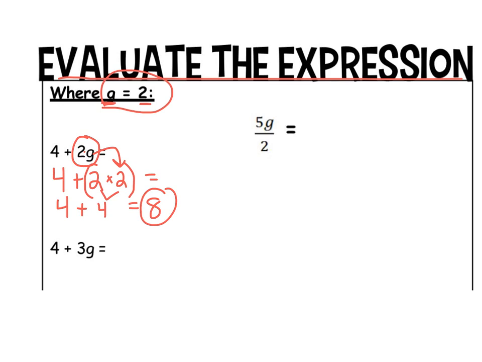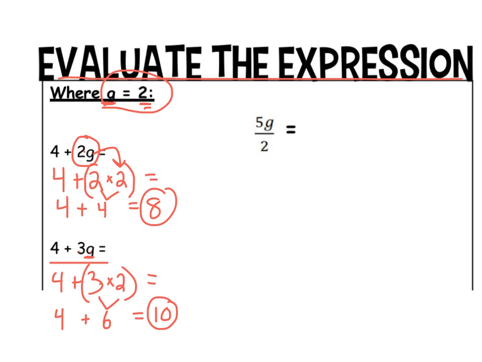Let's try it for this problem here. I have 4 plus 3g. Okay, here's the g. G is 2. So instead of 3 times g, I'm going to write 3 times 2. I'm going to put that in parentheses to keep it away from this 4. I don't want to get mixed up. Let's do our order of operations. We'll do what's in the parentheses first. 3 times 2 is 6. Now I have to write the rest of it. 4 plus 6 is 10. That wasn't very hard. See, I think you'll actually find this is pretty easy.